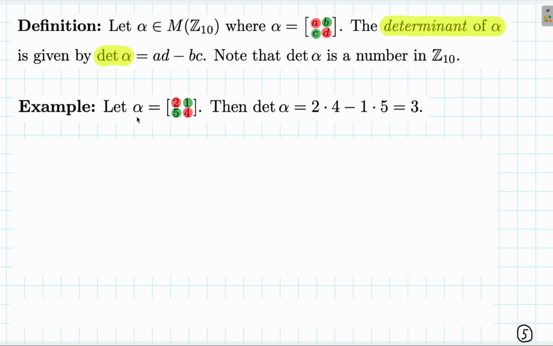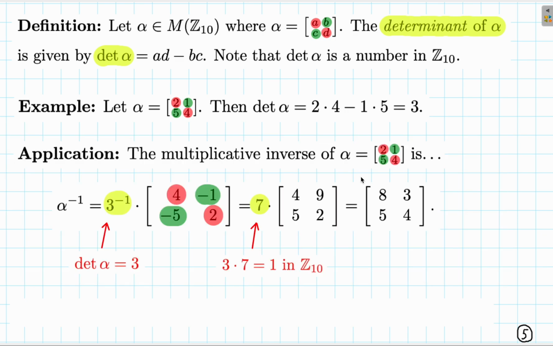So for example, if our alpha is the matrix 2, 1, 5, 4, then the determinant is the main diagonal 2 times 4 minus the other diagonal 1 times 5. And when we do that, we get 8 minus 5, which is 3. And note that that's a number in Z10. So, well, then what? What do we do with determinants? Well, lots of things, but in particular, determinants can be used to find the multiplicative inverse of a matrix, provided that a multiplicative inverse exists.